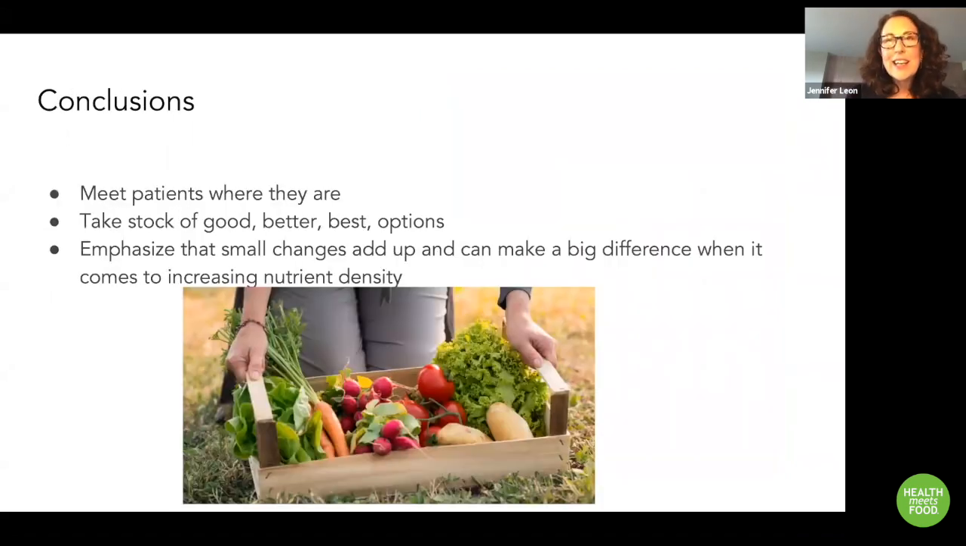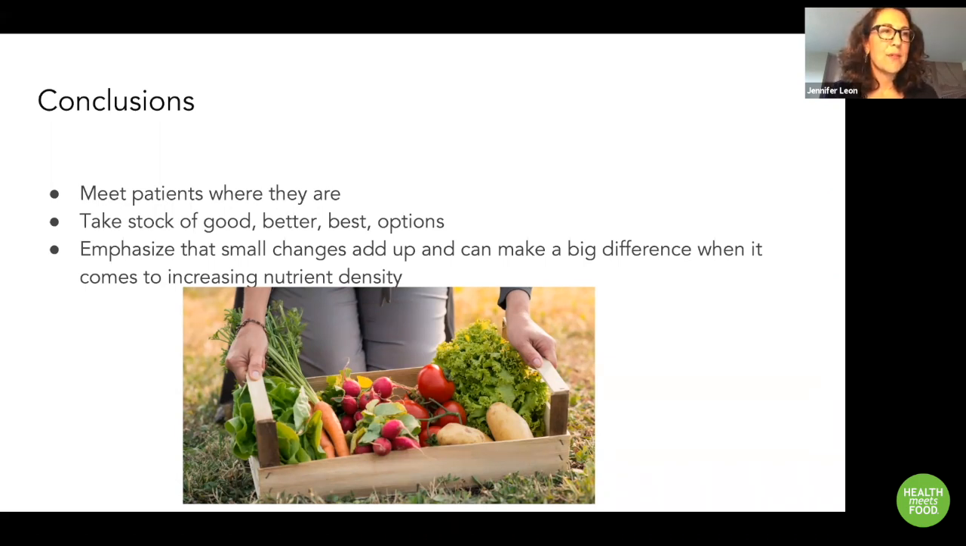In conclusion, in order to help you and your patients transition to nutrient-dense foods, really think about meeting your patients where they are and helping them figure out the first step, and then the next step, and then the next step, to go from where they are to good, then better, then maybe even the best option. Emphasize that all of these small changes really do add up and can make a really big difference when it comes to increasing nutrient density.